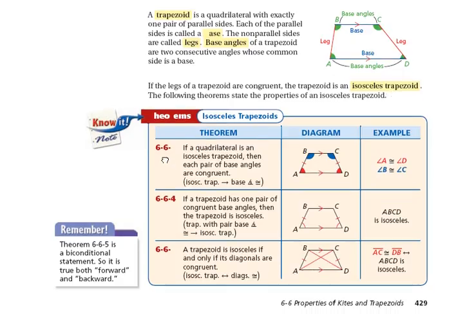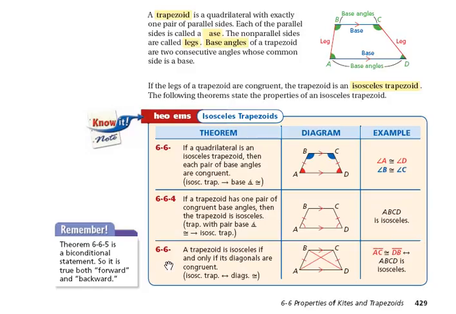A couple of theorems here again that deal with isosceles trapezoids. First of all, 6-6-3, if a quadrilateral is an isosceles trapezoid, then each pair of base angles are congruent. So B and C are congruent, and angles A and D are congruent. Again, keep in mind we're talking about isosceles. 6-6-4, if a trapezoid has one pair of congruent base angles, then the trapezoid is isosceles. So this right here, angles A and D are congruent angles. Therefore, we must have an isosceles trapezoid.